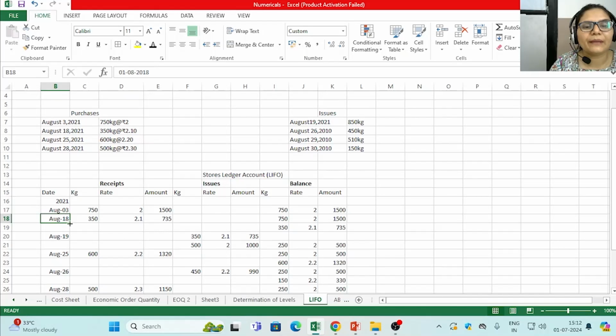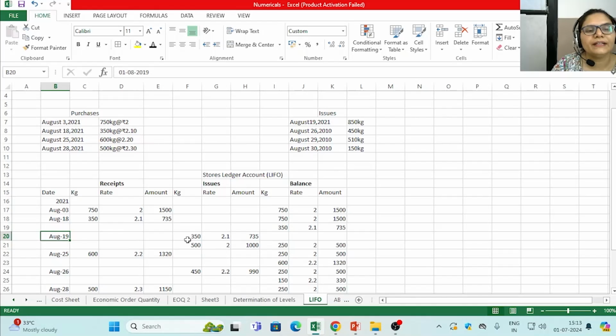So while we are writing the balance, it's important. On August 18, I am writing the balance, but for me, it's important if any previous balance has to be carried forward. So in this case, on August 18, first of all, I will carry forward the balance of August 3. Then I will write down the balance of August 18, which has not been issued anywhere. This quantity has not been issued anywhere, so it will be noted down as it is. So on August 18, I have previous balance of 750 and I have current balance of 350.